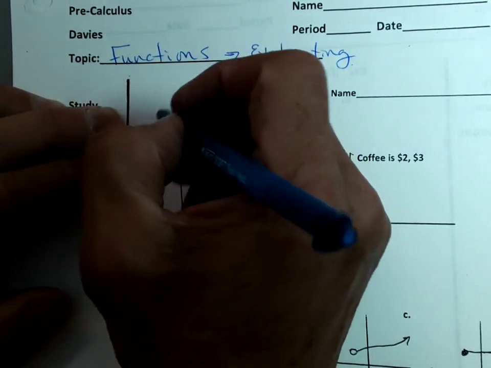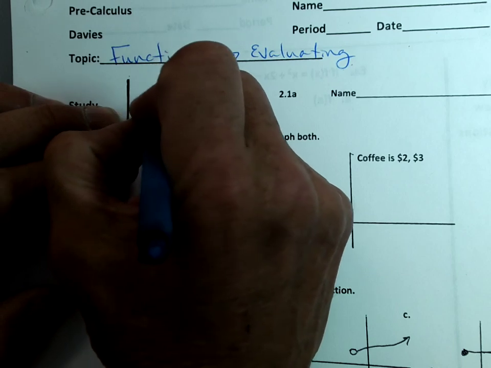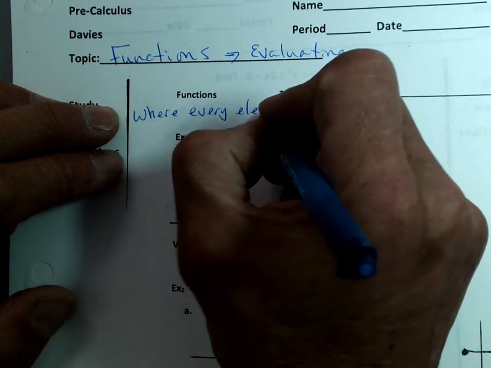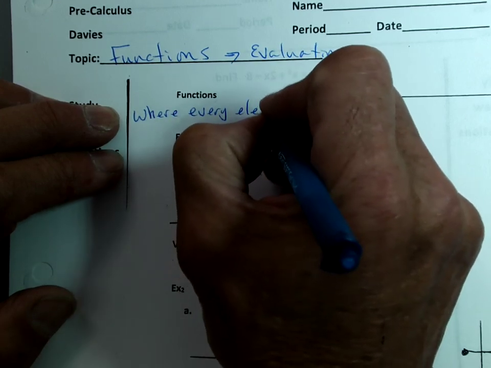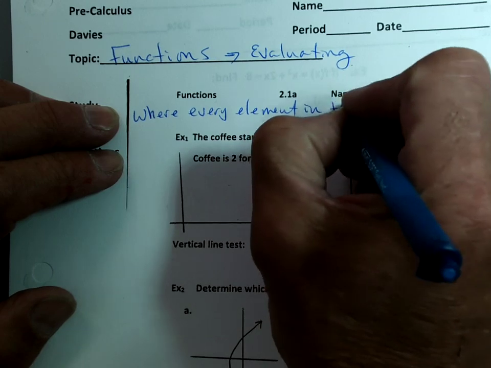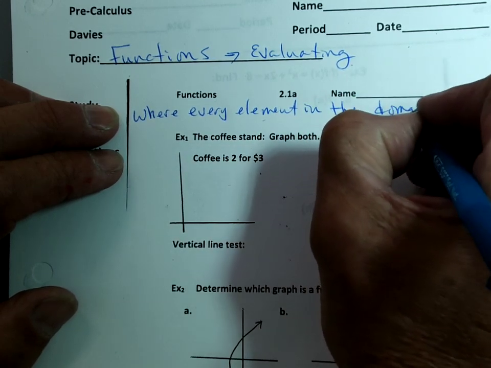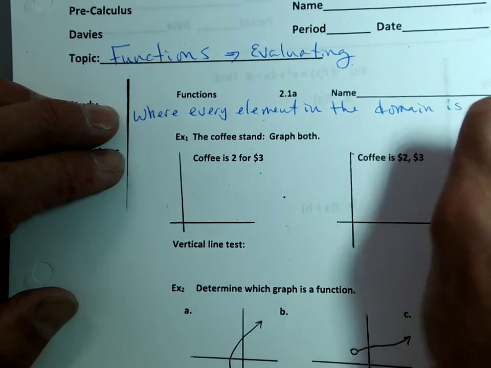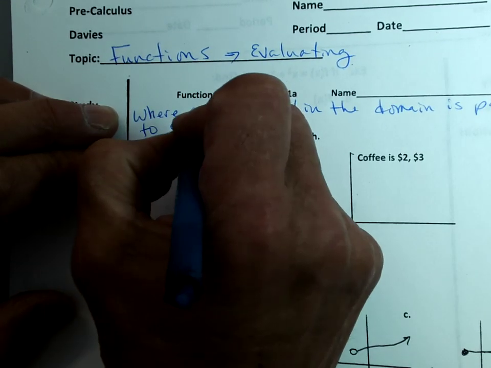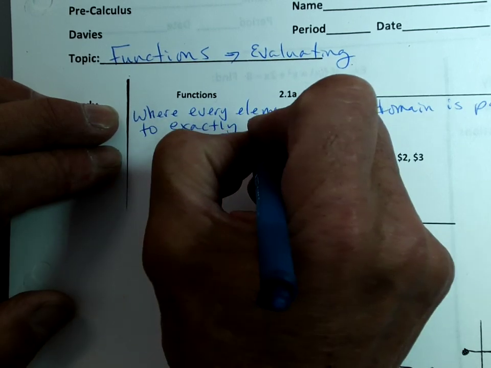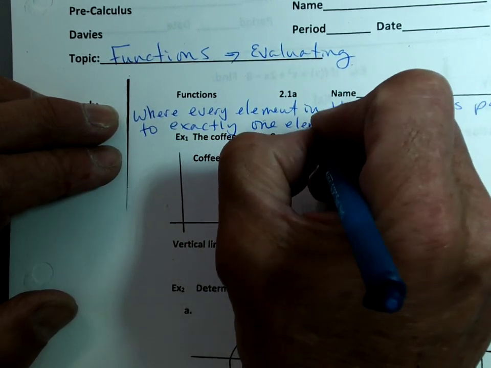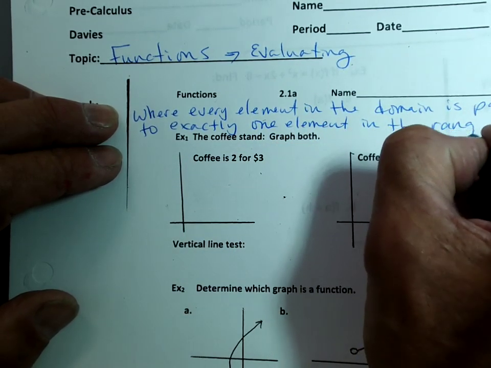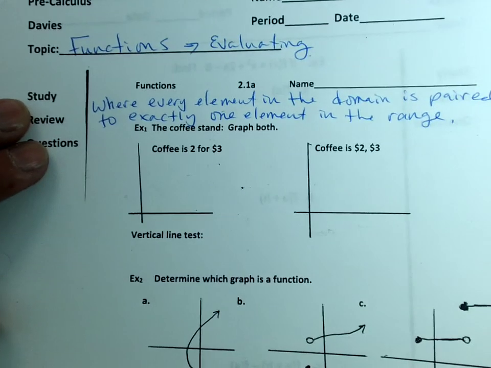A function is where every element in the domain is paired to exactly one element in the range. That is the true mathematical definition.